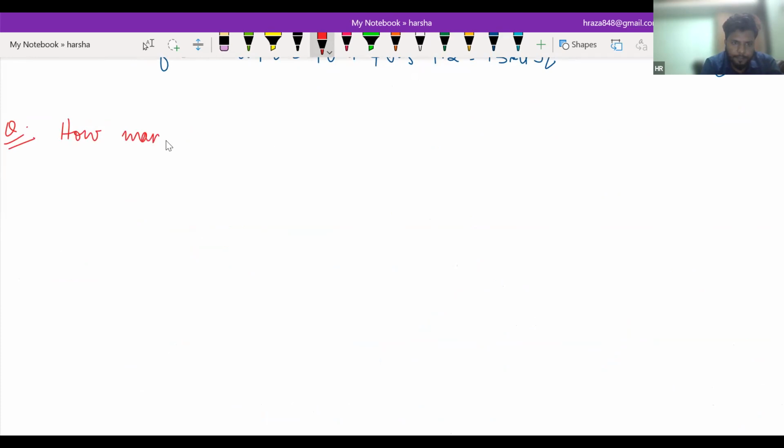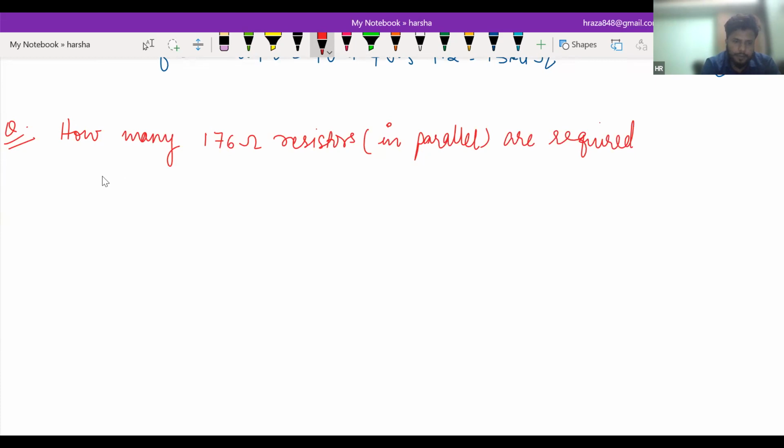How many 176 ohm resistors in parallel? This is given in the question. If you have many resistors of 176 ohm, and you are going to arrange them in parallel, how many are required to carry 5 ampere on a 220 volt line?